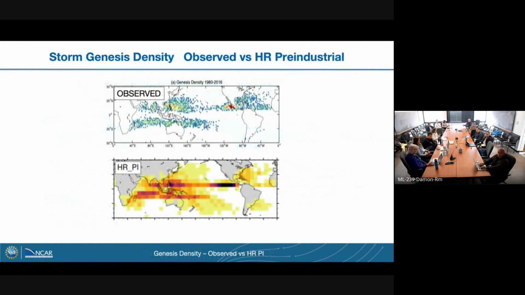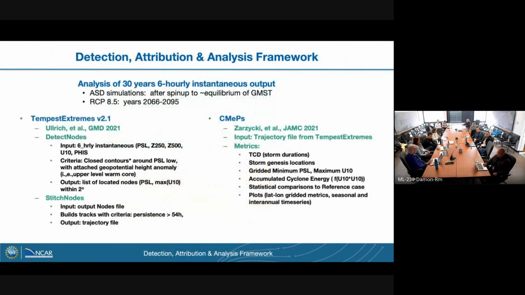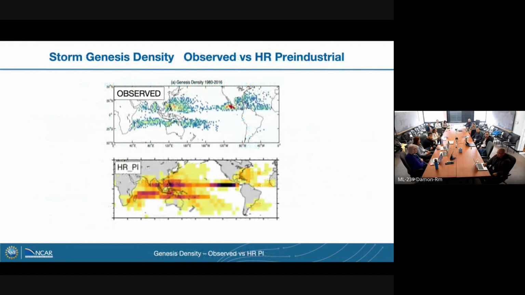So looking, I do terribly with this mouse, at the last, or close to the last 30 years, 2066 to 2095. So just looking then at some results, this is from Tempest Extremes. On the top is the observed from the IBTrACS, so it's 1980 to 2016. It's kind of an historical data set where they took a lot of different data sets and came up with one data set combining all those.